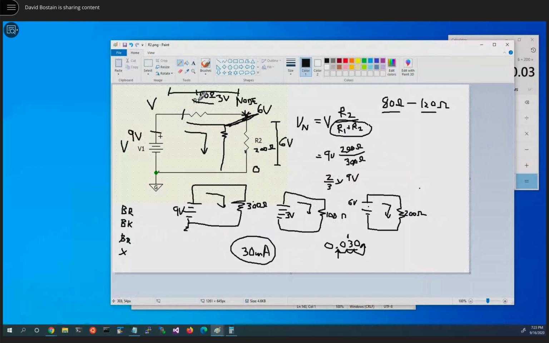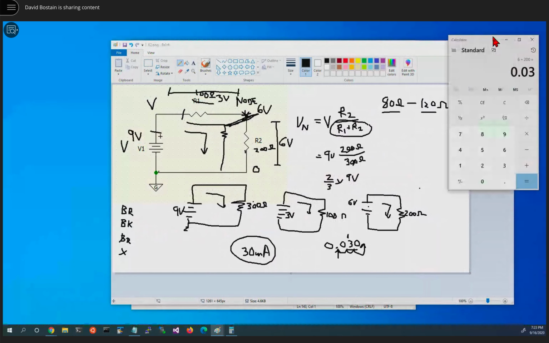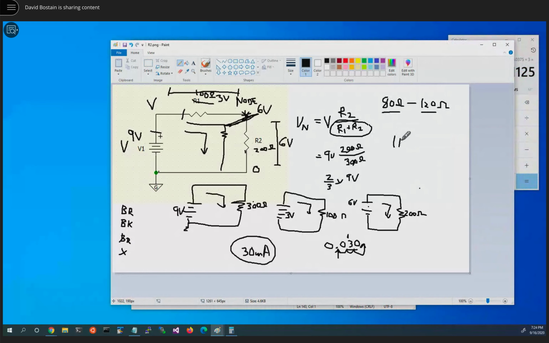First of all, if this were 80 ohms and it's dropping 3 volts, we would take the 3 volts, we would divide it by the 80 ohms, and we'd see here that we have 38 milliamps. That's a lot more than we had. But now we want power, so we're going to take the current and multiply it times the 3. This is 113 milliwatts.